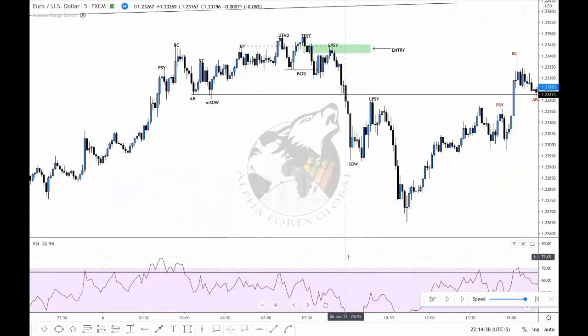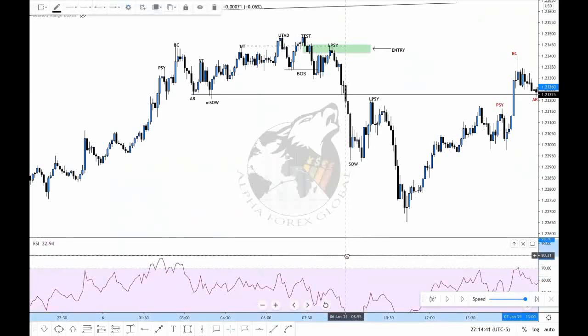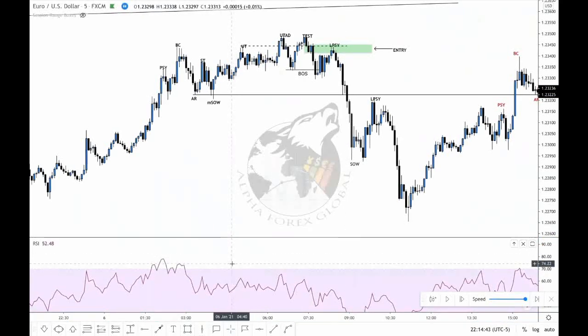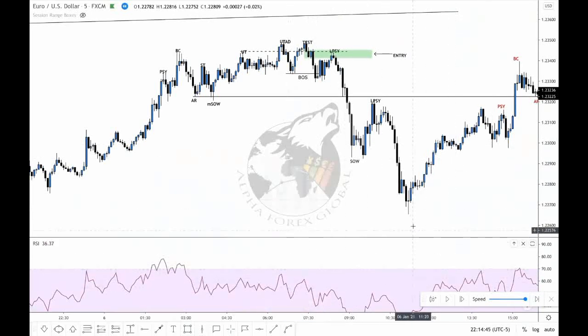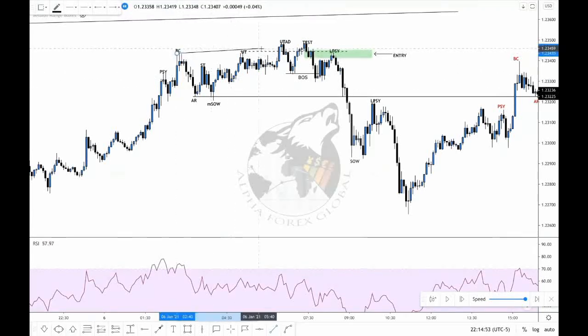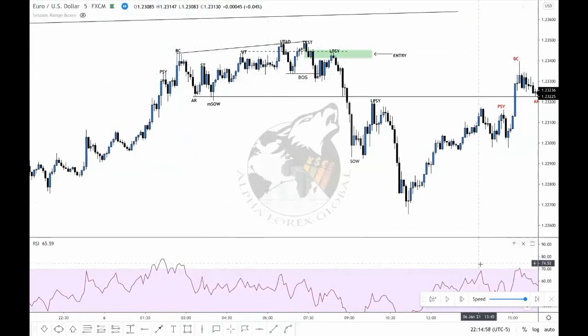If I look at divergence, if I look at the RSI, what can we identify? We now see that right here from the buying climax to here, the market is creating higher highs. And what do we see on the RSI? The market is literally in a downtrend. That means that divergence is also present here.